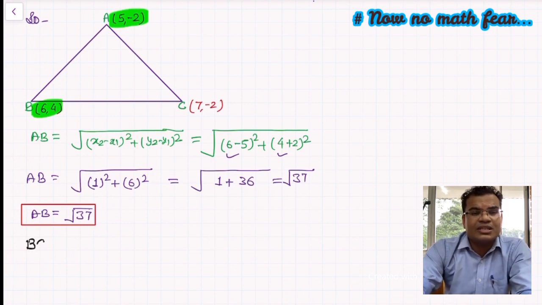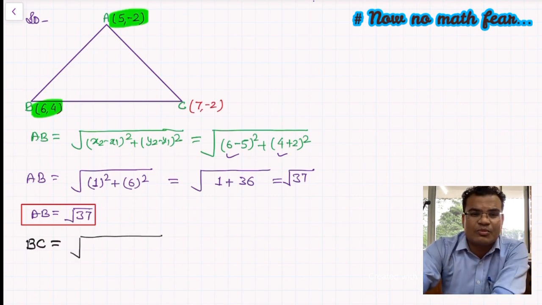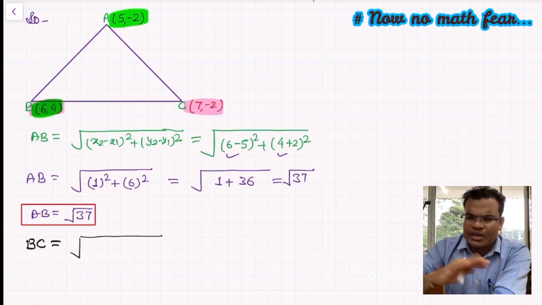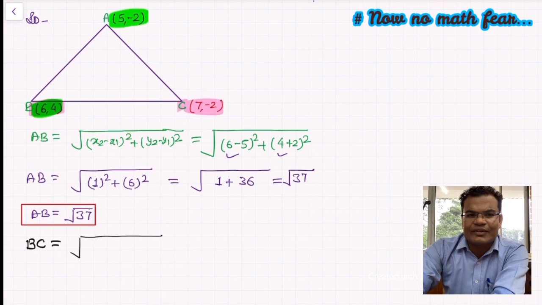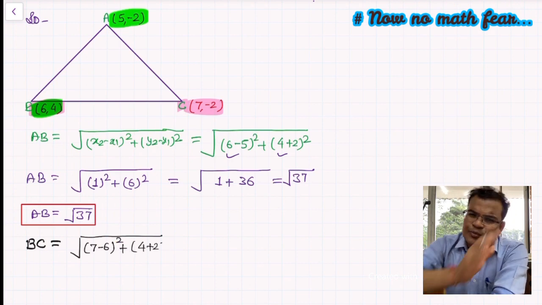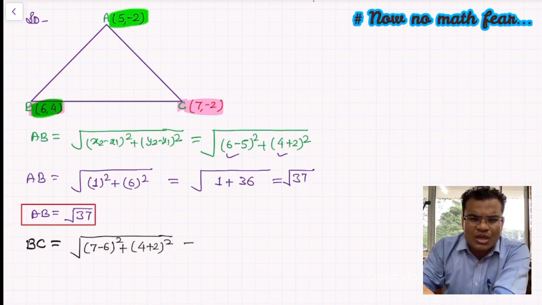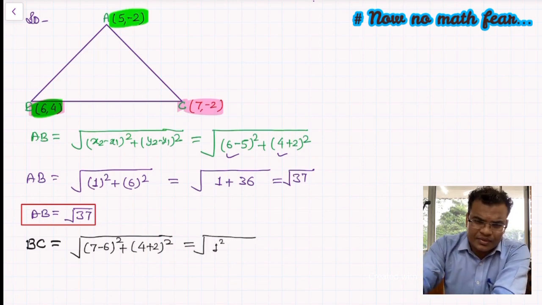Similarly, we'll move to the second side, BC. We'll find it by applying the distance formula. I think now we don't need to write the distance formula each and every time. You know that x2 minus x1, y2 minus y1. So you can write here directly 7 minus 6 whole square plus minus 2 minus 4. So I can write it as 4 plus 2, because the positive number I generally write first. So this is also correct.